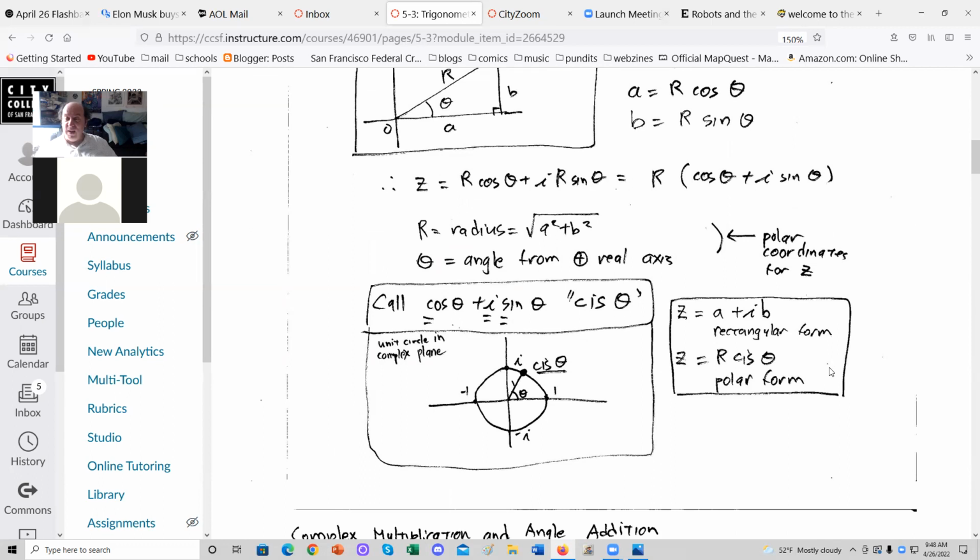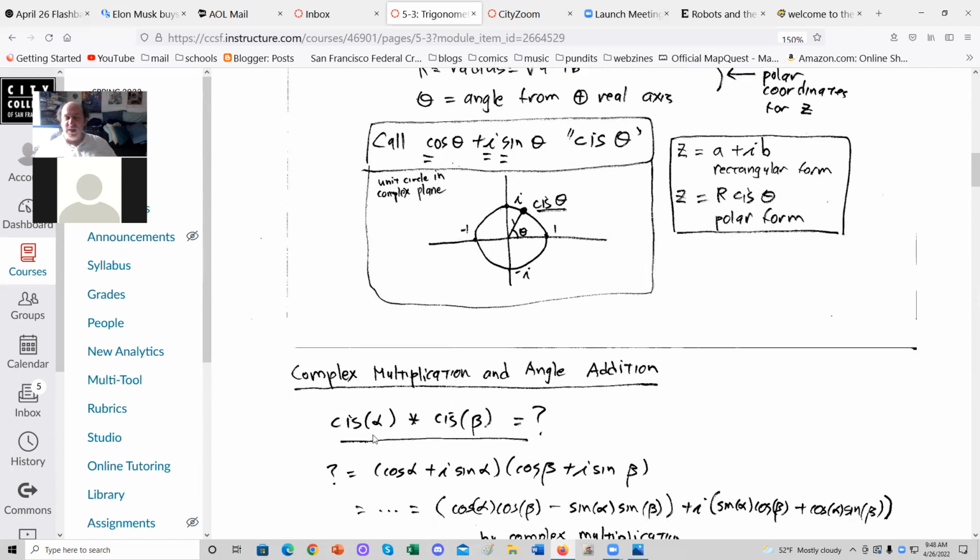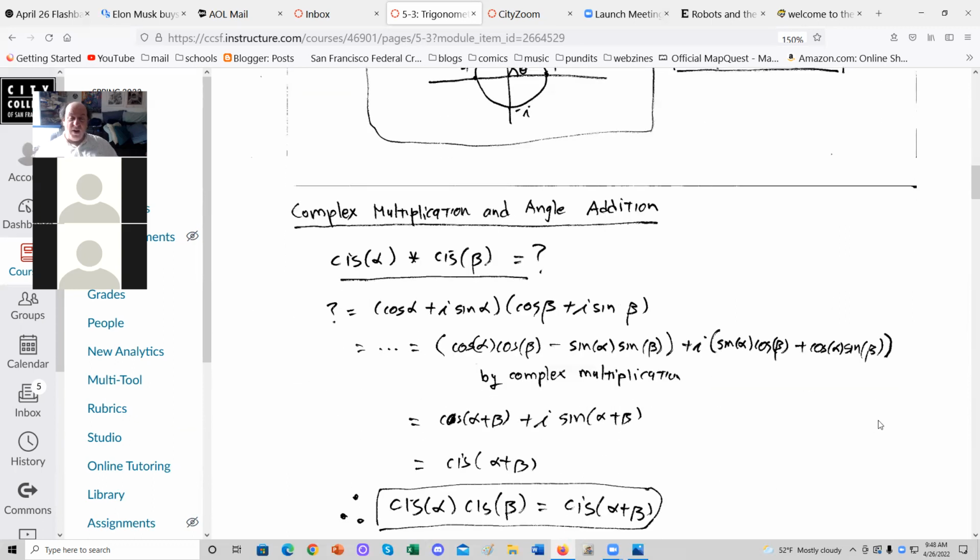R cis theta times S cis phi gives R times S, but wait a minute, we then have cis alpha times cis beta. What is it? Okay, well, it will involve only alpha and beta. So, let's see how exactly. Here, cos alpha plus i sine alpha times cos beta plus i sine beta.